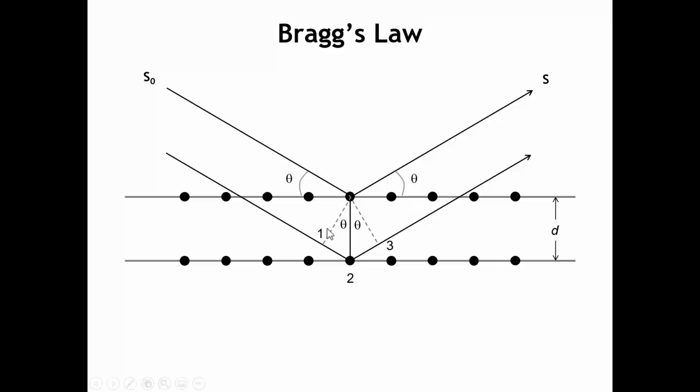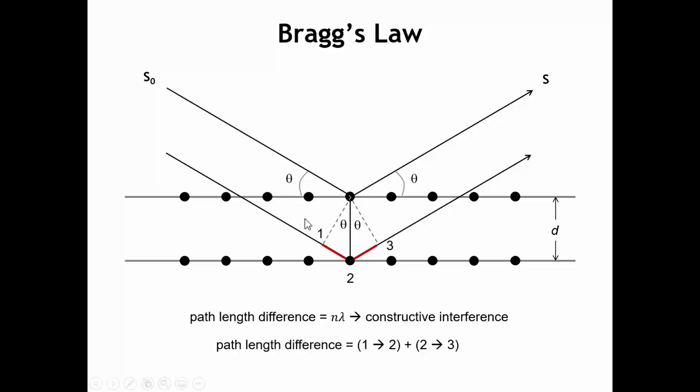We're going to draw some right triangles here, right? So these dashed lines are perpendicular to first the vectors S0 and here the vector S. And the path length difference, if it's equal to an integer number of wavelengths, is going to lead to constructive interference. So n here is just an integer, and lambda is the wavelength of the X-ray radiation. That path length difference on our diagram is the distance from 1 to 2 and 2 to 3.